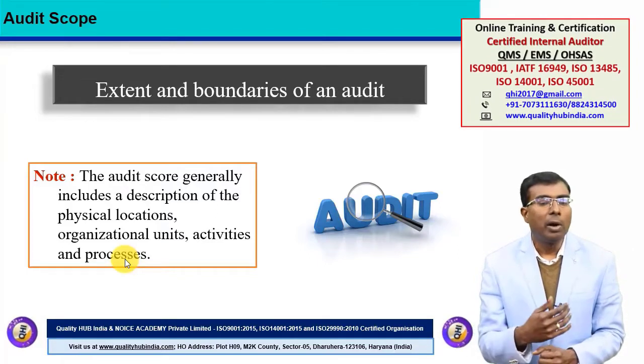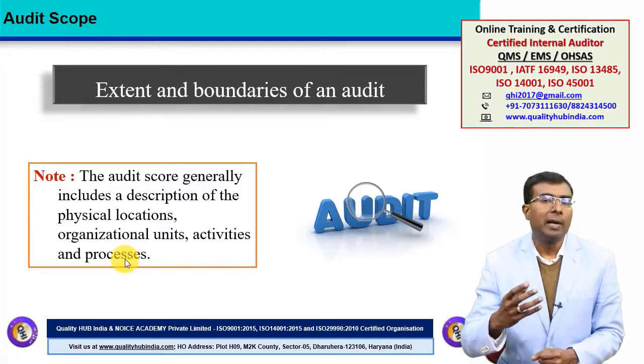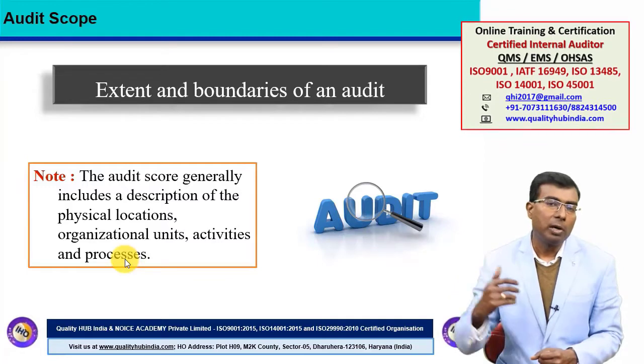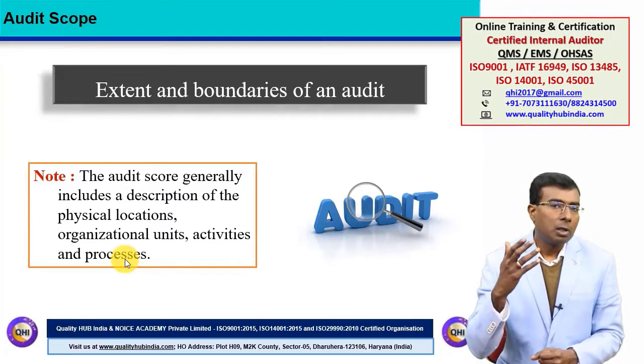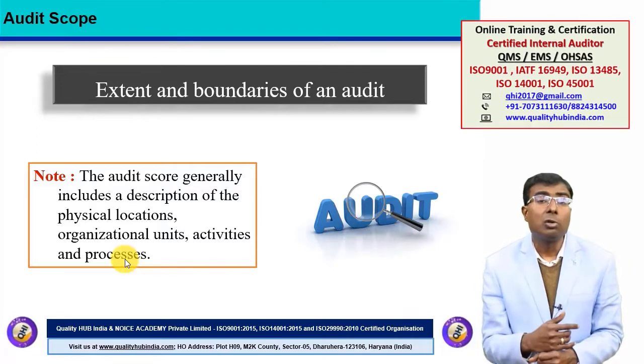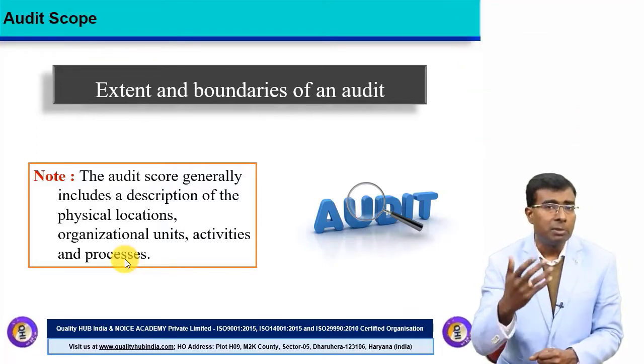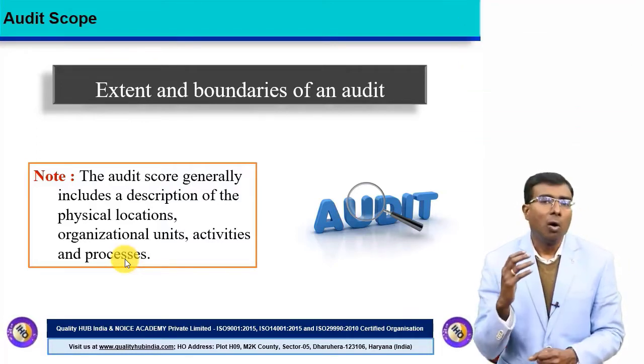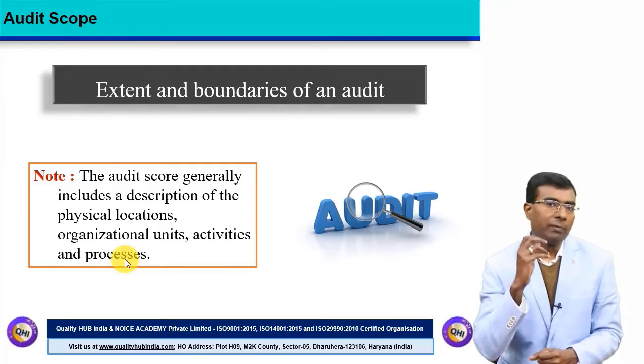And again, audit scope can also be defined for multiple kinds of audits. This could be scope for process audit, scope for product audit, or scope for system audit. This could be for a quality management system or an environmental management system. So for any kind of audit, you can have a scope defined.